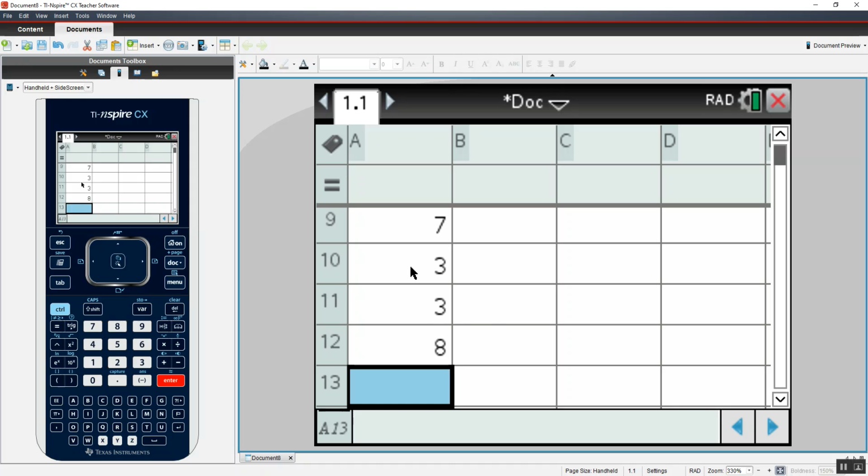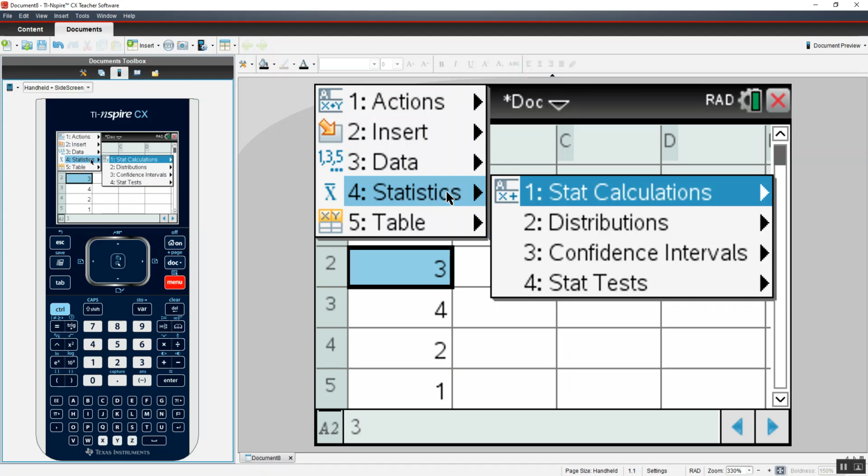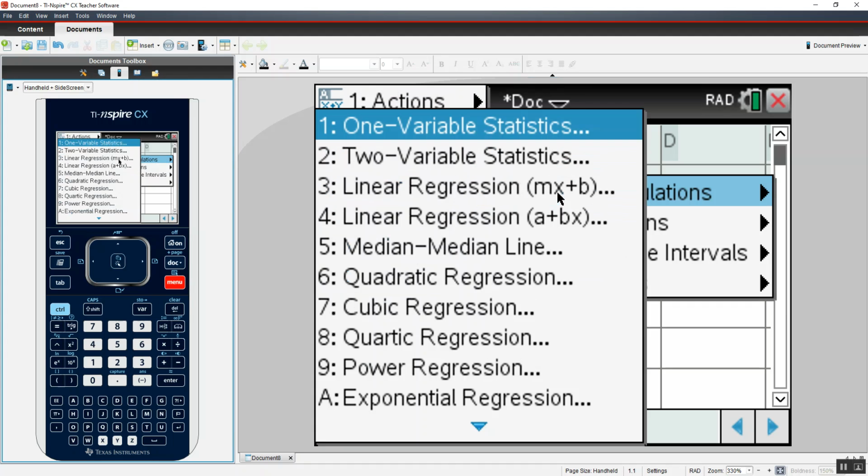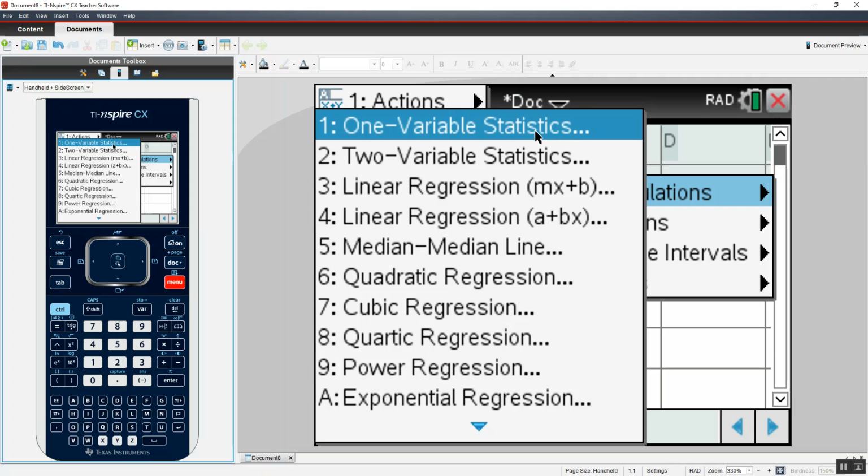Okay, so we get them all in there. And then we're going to go to menu, statistics, stat calculations, and then again one variable stats. Sorry, Jesse, did you get all that? That was a bit fast. I missed the very start. Okay, menu.